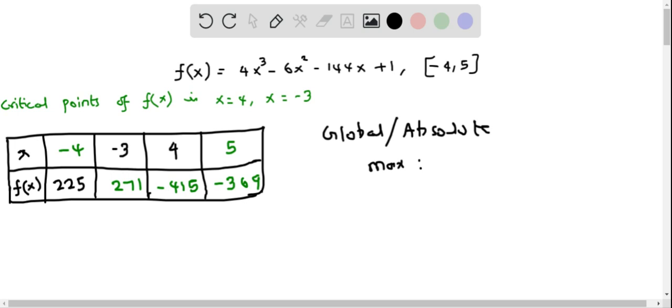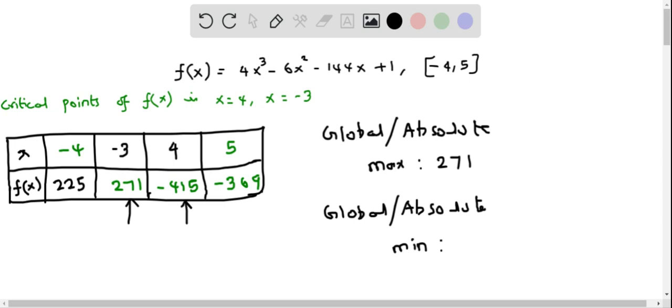Okay, so once we have completed the table, to determine the global or absolute maximum, we should consider the maximum value from this table. The maximum value from this table is 271. So we see that the global or absolute maximum is 271, and now we will find the global or absolute minimum. For this, we determine the minimum value from this table. So this is the minimum value, negative 415. So we see that the global or absolute minimum of this function is negative 415.